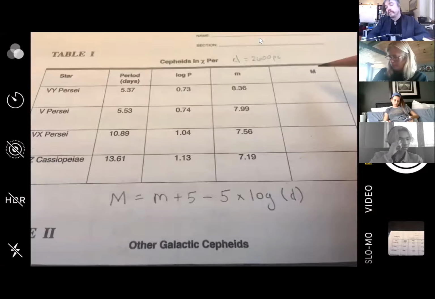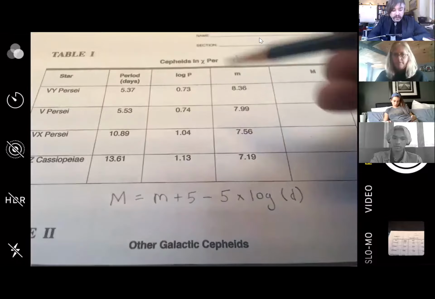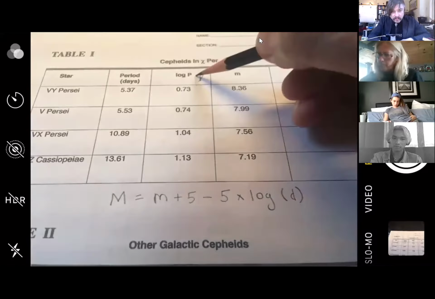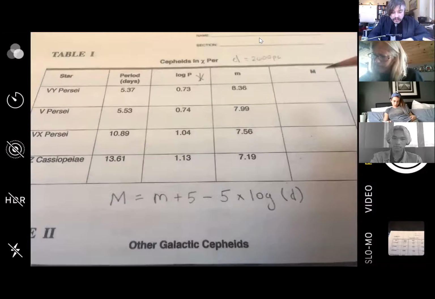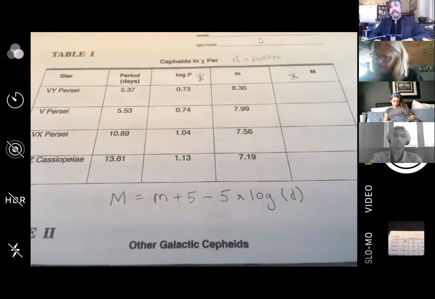Professor, should I be writing down all those things if I don't have them printed out? Well, you need to write down the log of period, and you need to write down absolute magnitude. Those are the absolute necessity things. This other stuff is less important.